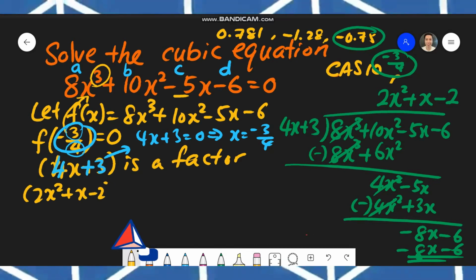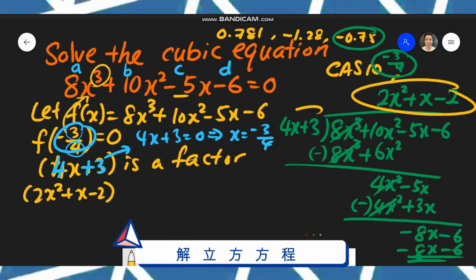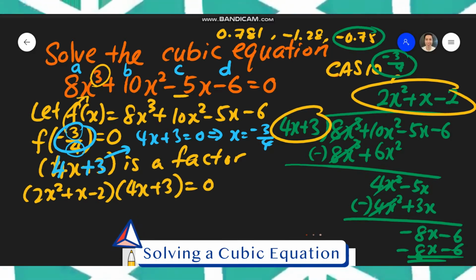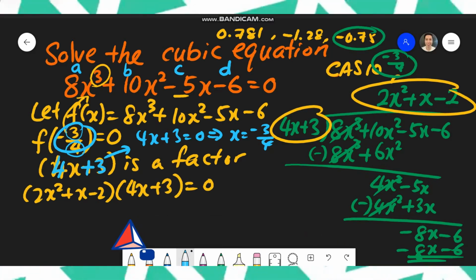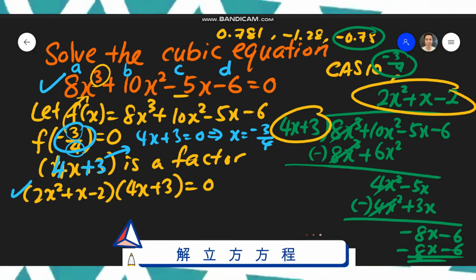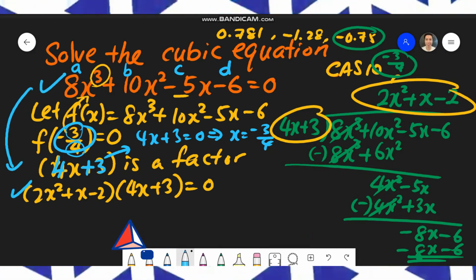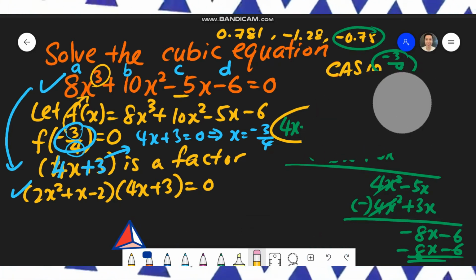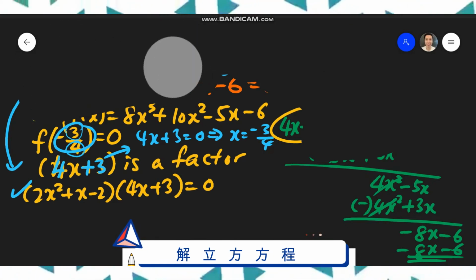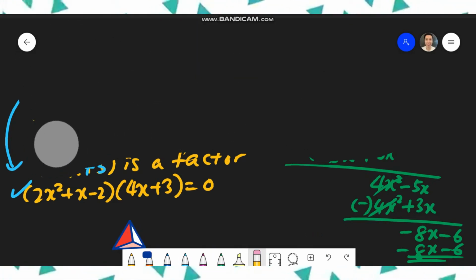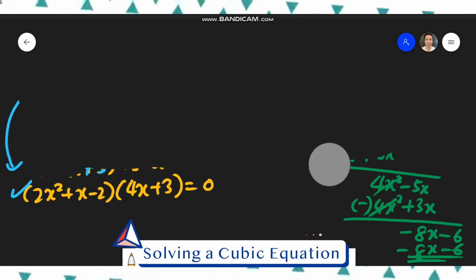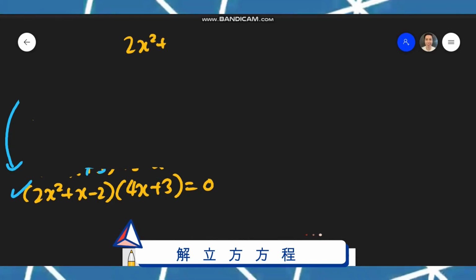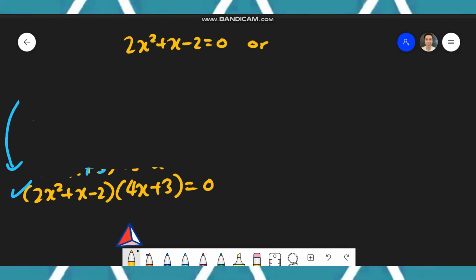So we choose these two answers, times 4x plus 3 equals 0, because we already simplified this one to become this one. So these two are the same. Next step, let me erase this part first. Now we can just split the answer. Let's start. We have 2x squared plus x minus 2 equals 0, or 4x plus 3 equals 0.